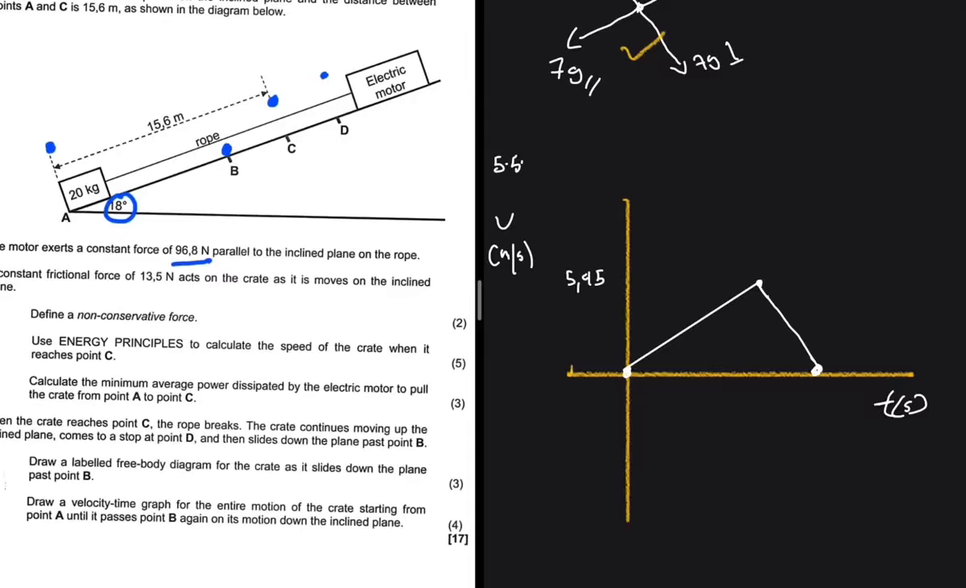And then after that point, now it is going down. Our object is going down and its velocity is starting to increase. So I'm thinking that we're going to have something like this. Its velocity is starting to increase now. So I'm thinking we're going to have something like that until we reach point A again. We don't know the velocity at point A. I don't think we need to indicate the value anyway.